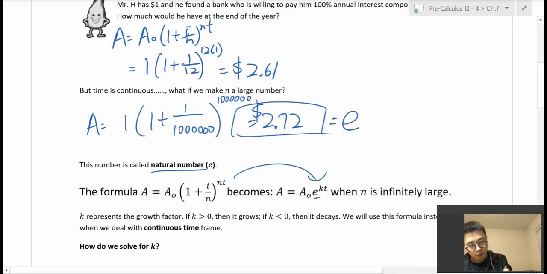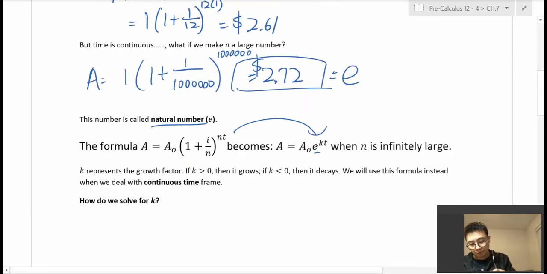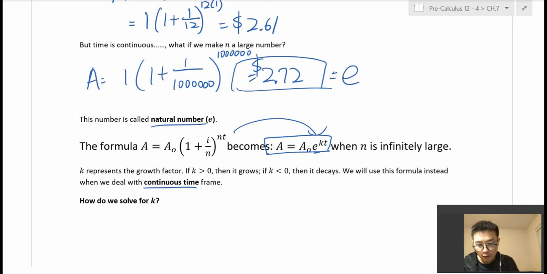When we use this equation, it means the time is continuous. We are compounding all the time, not just every month or every week. We're doing it all the time. So when we have a continuous time frame, we would use this equation right here. And k represents the growth factor. If k is bigger than 0, then it's growth.